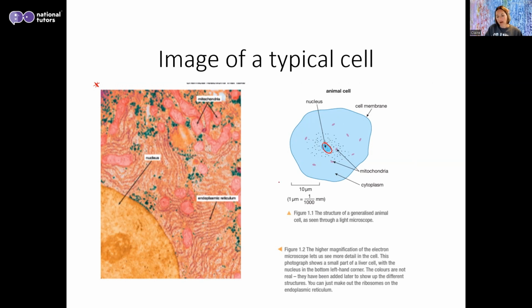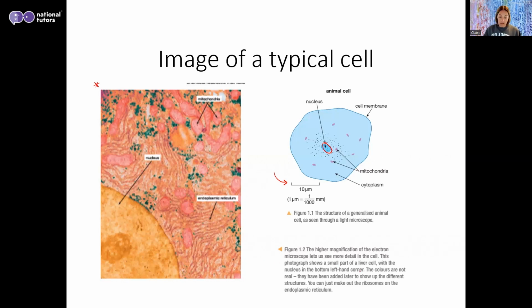Another thing you need to get used to, which we're not going to cover just yet, is magnification and scales. You need to know your different units. So you start with millimeters, nanometers, micrometers, all those sort of units that you need to remember as well. We will be going over those.